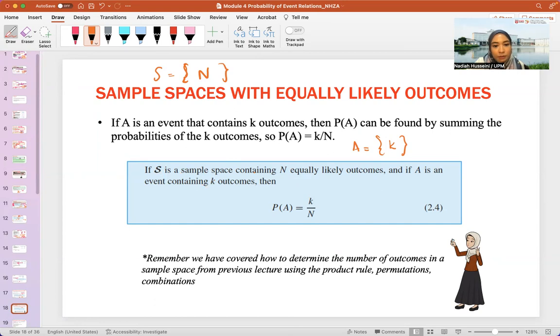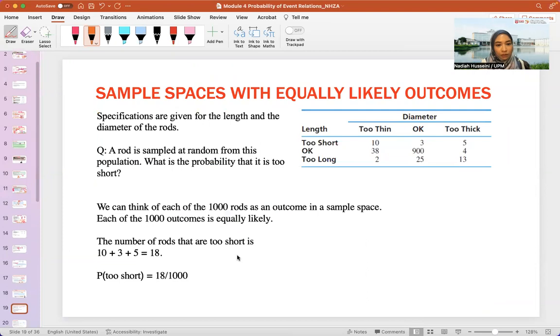So if S is a sample space containing N equally likely outcomes, and if A is an event containing K outcomes, then the probability of A occurring is actually K/N. Okay? So remember, we have covered how to determine the number of outcomes in an event and also in a sample space from the previous lecture using the product rule, permutation, and combination. So try to relate this topic with the counting rules that we have covered in the earlier lecture.